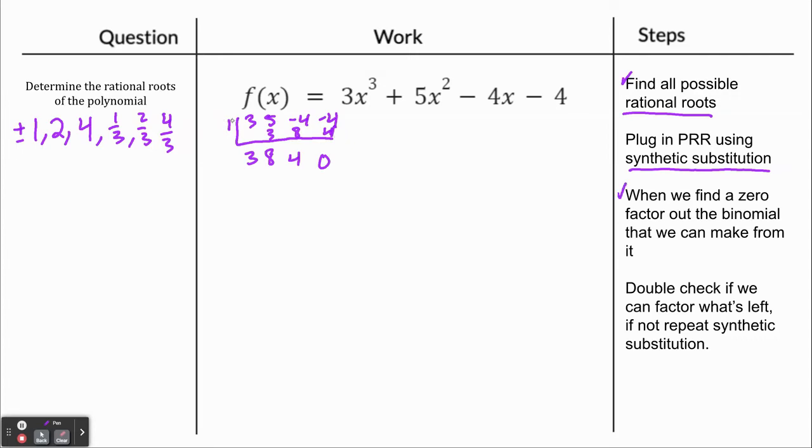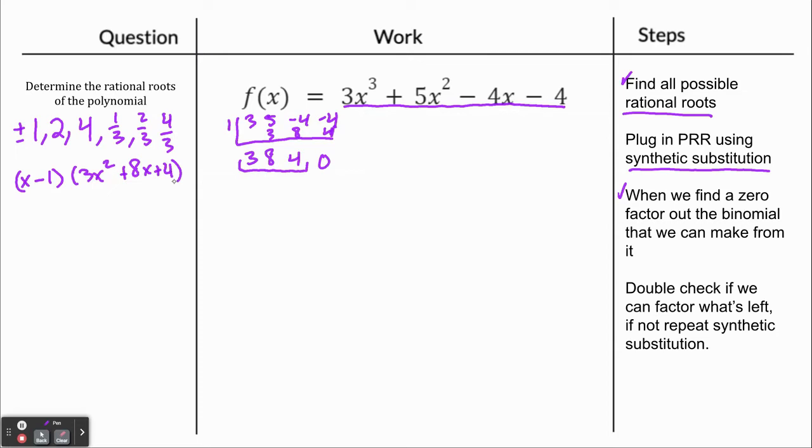What that means is, if positive 1 is a 0, then I know that x minus 1 is a factor of this long polynomial here. So I'm going to factor that out, and what's left is what I got from synthetic substitution. So that becomes 3x squared plus 8x plus 4.